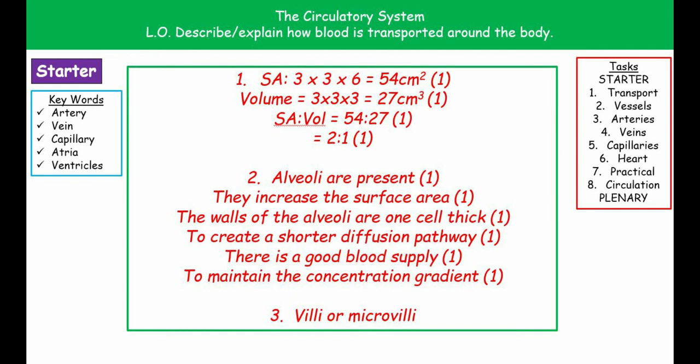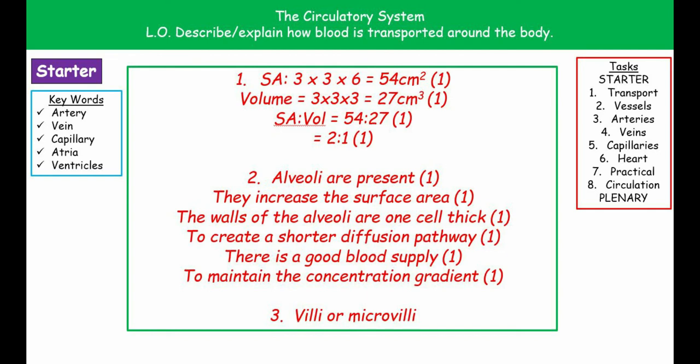Second one, to work out the volume, is just 3 times 3 times 3, which gives us 27. Tick for that one. And then the surface area to volume ratio would be 54 to 27, mark for that, and then if you simplified it down 2 to 1, mark for that. So you get 4 marks for question 1.